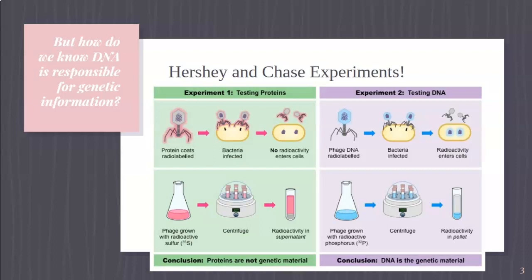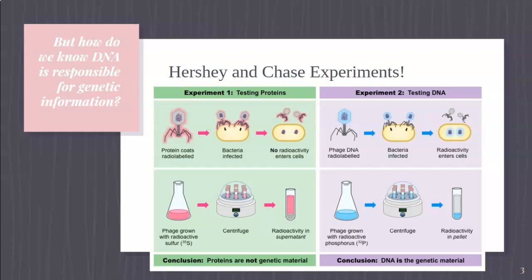Another group of scientists that are responsible for determining what DNA is are Hershey and Chase. So they were responsible for actually determining that DNA is the genetic material in cells. So they did 2 experiments and they radio-labeled viruses. In one, they radio-labeled the protein coat, and in the other, they radio-labeled the DNA. And then they took these viruses and injected them into bacteria. And then when they looked at the bacteria, they were able to determine, okay, when we just radio-labeled the proteins, nothing happened. But when we radio-labeled the DNA, our bacteria is now radioactive.